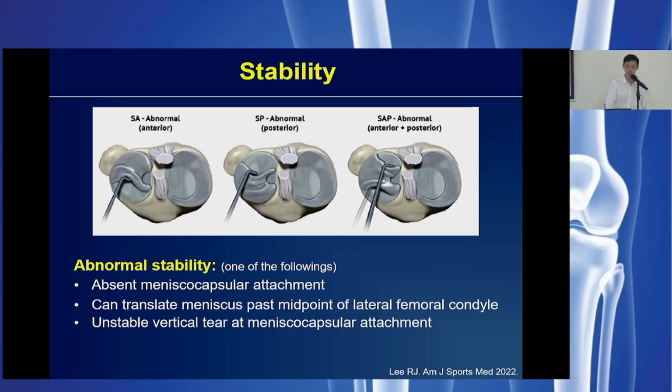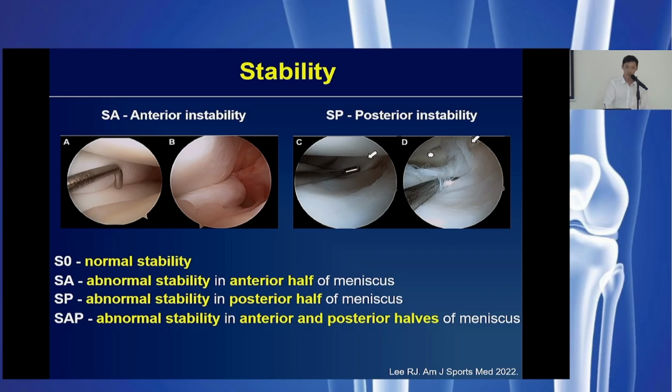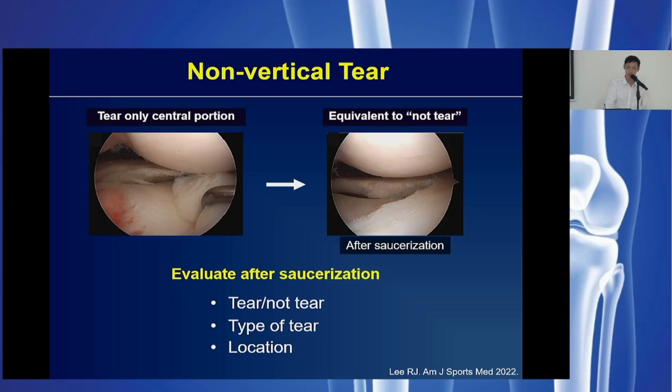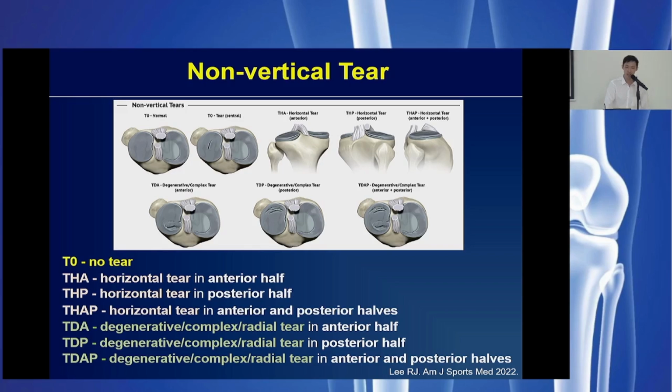The meniscus is considered unstable if there is absence of the capsular attachment, or the meniscus is attached past the midlateral femoral condyle, or there is an unstable vertical tear at the meniscal capsular junction. It is also divided by location into anterior half, posterior half, and both. The non-vertical tear is evaluated under location, so if the tear is past the central portion, it is considered to be a neck tear. It is also divided by the type of tear, such as horizontal tear, and by location into anterior half, posterior half, and both.